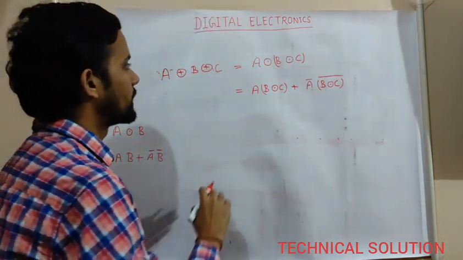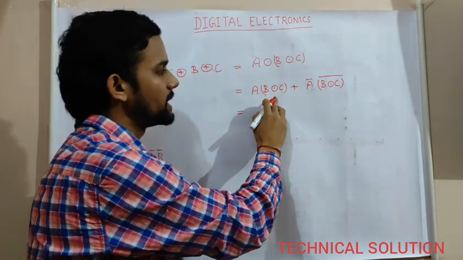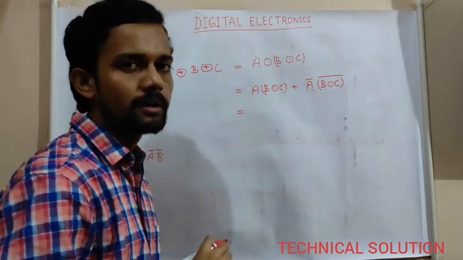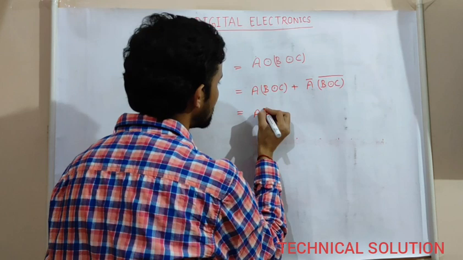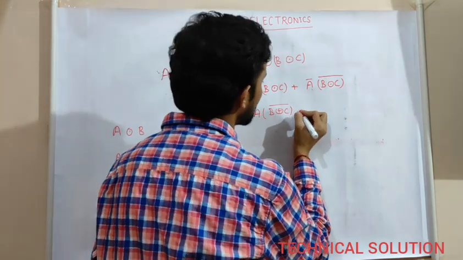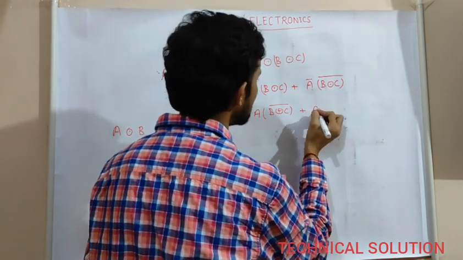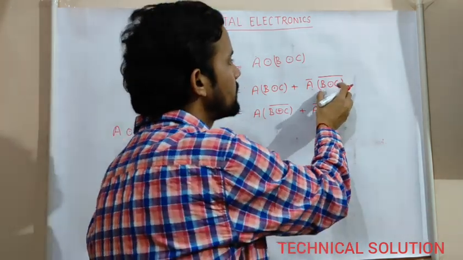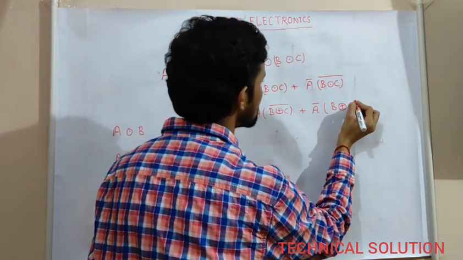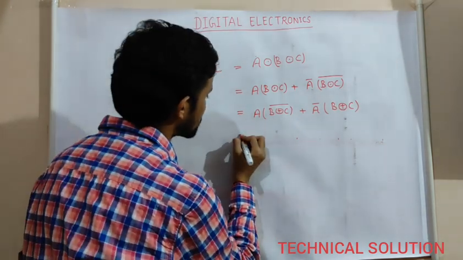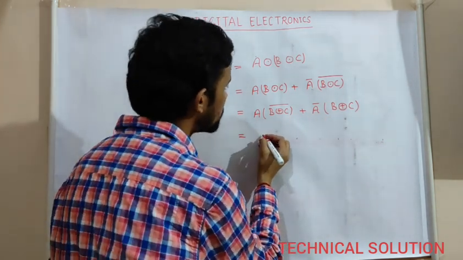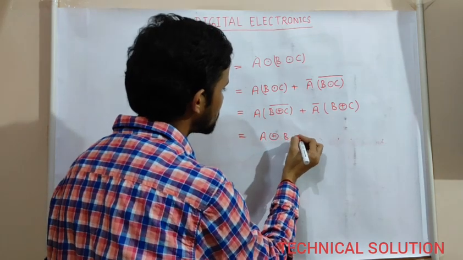And this B XNOR C, because it is 2 inputs, can be given as the complement of B XOR C. It is given by A times the complement of B XOR C, and this is A complement, and the B XNOR C complement is given by B XOR C. Then we can also write this in the form of A B bar plus A bar B. So we can write it as A XOR B XOR C.